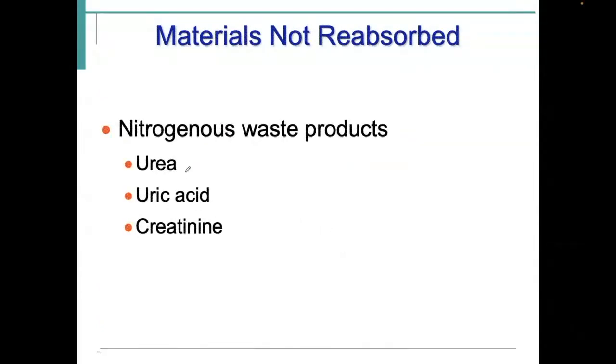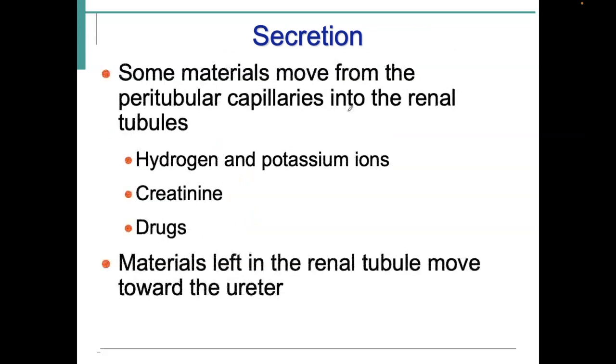What materials are not reabsorbed? Urea, uric acid, and creatinine. These are the nitrogenous wastes, right? When you break down amino acids, the amino acids have an amine group that has lots of nitrogen attached to it. The body has to get rid of those excessive nitrogens, and it forms urea and uric acid. The body has to get rid of those things.